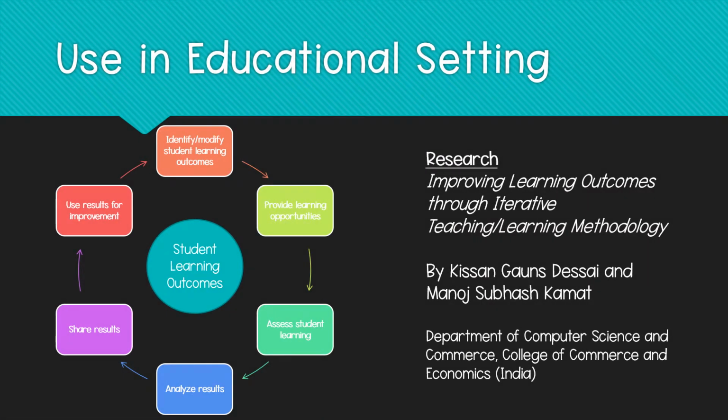The second use I found in an educational setting is another research paper titled "Improving Learning Outcomes Through Iterative Teaching and Learning Methodology." Student success is typically determined by the methodology adopted by the teacher. In most current teaching and learning systems, there's a one-way process, and student performance is not always analyzed to understand what students know. So this paper proposes that iterative teaching and learning can be used for collaborative learning, where students can relearn unclear topics and verify their understanding of those topics before undergoing evaluation.